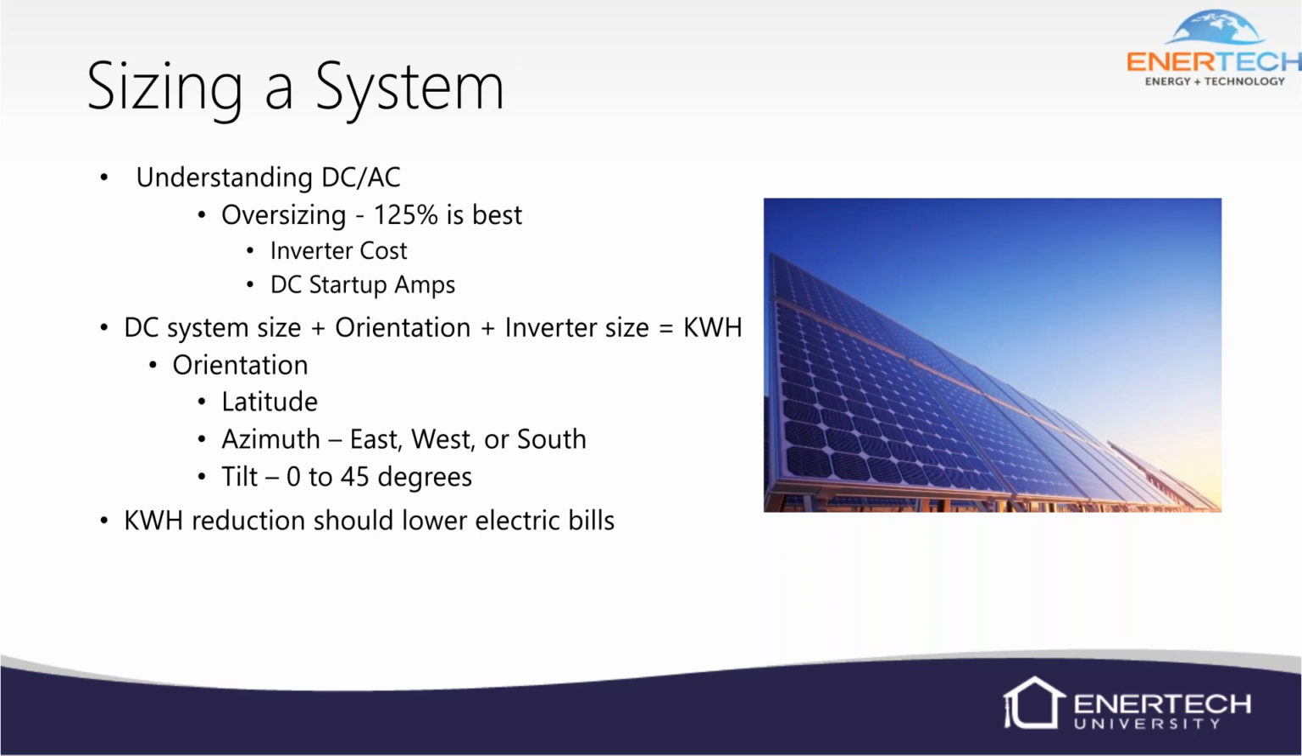So then on the next one, this is a very short equation that explains solar really quickly, in my opinion. DC system size, meaning solar panels, the orientation of which they sit, and the inverter size equals kilowatt hours. Kilowatt hours are how our consumers' bills are made, and that's how we get rid of their power bill. So it's really simple. If you break it down, DC system size plus orientation plus inverter size equals the kilowatt hours that we're going to make.